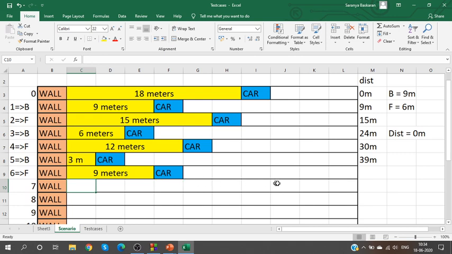What is the distance covered? 6 meter distance. So the total distance will be 39 plus 6, which is 45 meter. The car has covered a total of 45 meter. Okay. Next step, seventh step, it will move in backward direction. Now look at it. The distance from car to the wall is 9 meter.